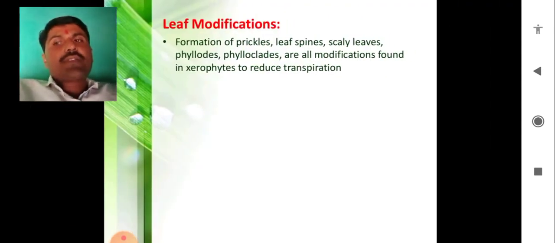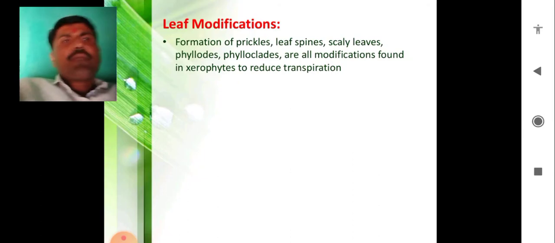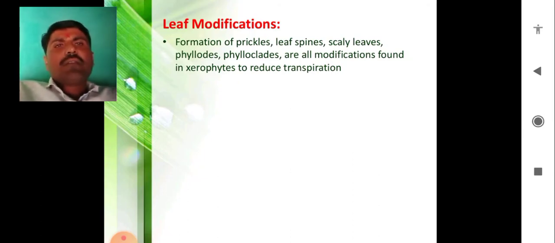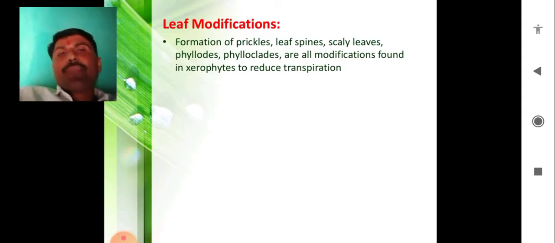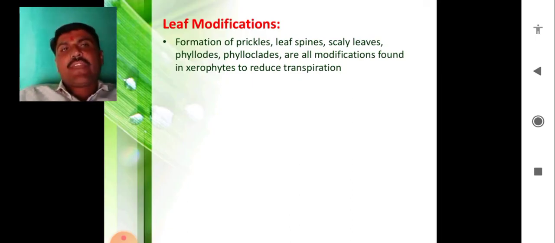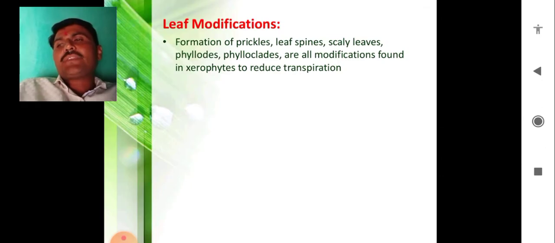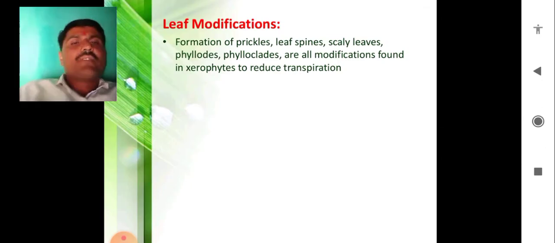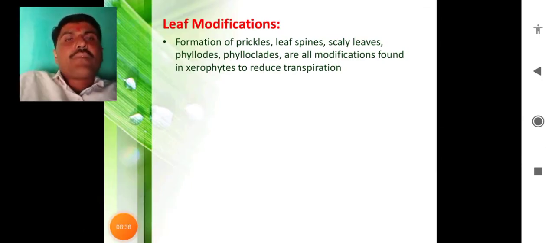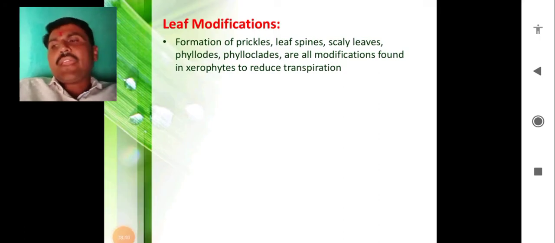Leaf modification, formation of prickles. Some leaves show spines, some leaves show thorns on their phyllodes. Most plants such as asparagus show phylloclades. All are modifications found in xerophyte plants, and these modified xerophytes show a transpiration rate that is completely reduced due to these modifications.